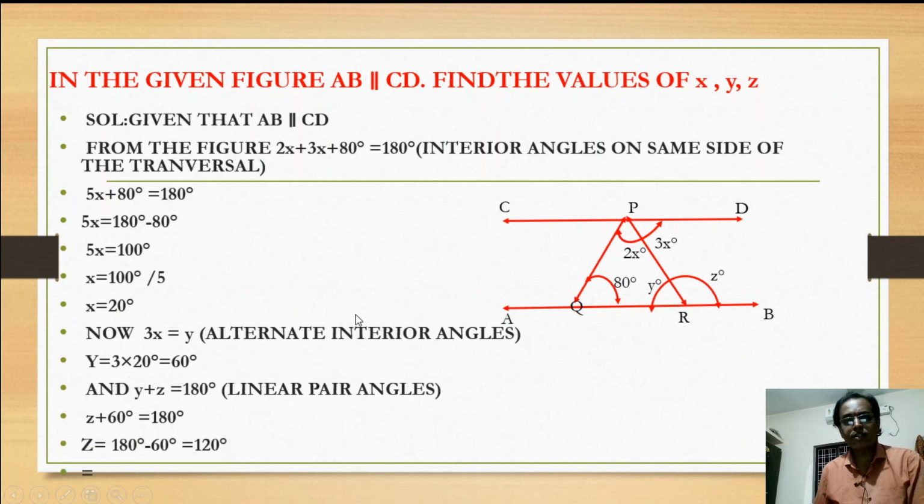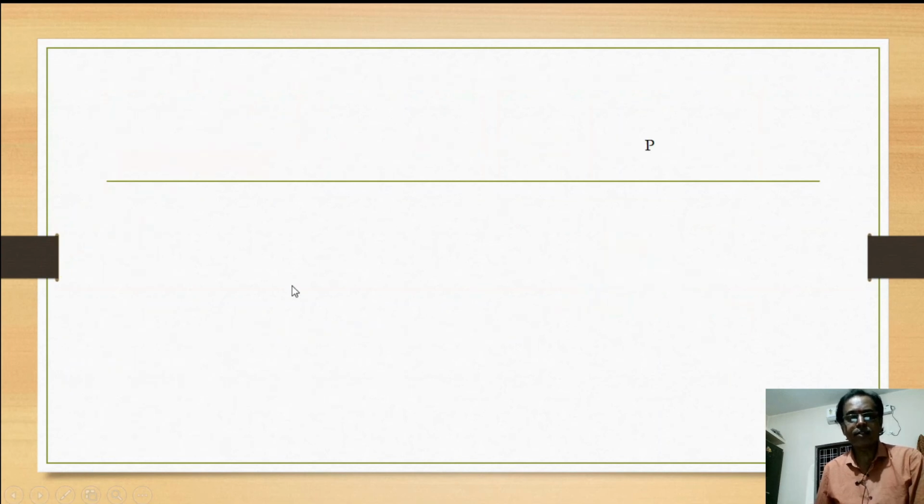Okay, so these are all from what we already learned: interior angles, alternate interior angles, interior angles on the same side of the transversal, and linear pair. Different concepts we already learned previously. So just remember or recall all those conditions and use them in the appropriate way. Okay.